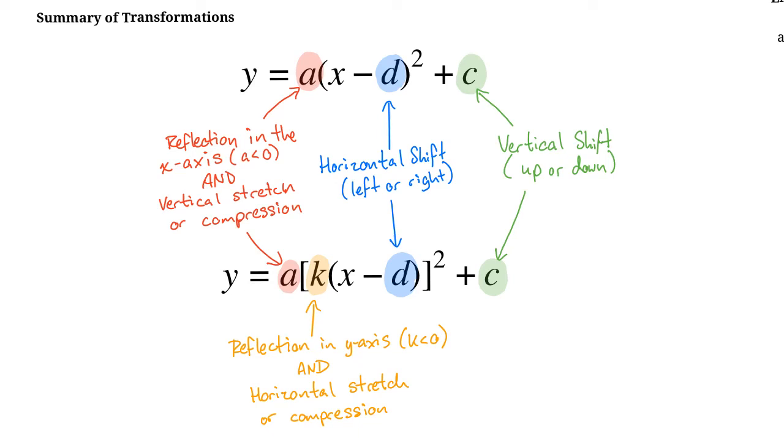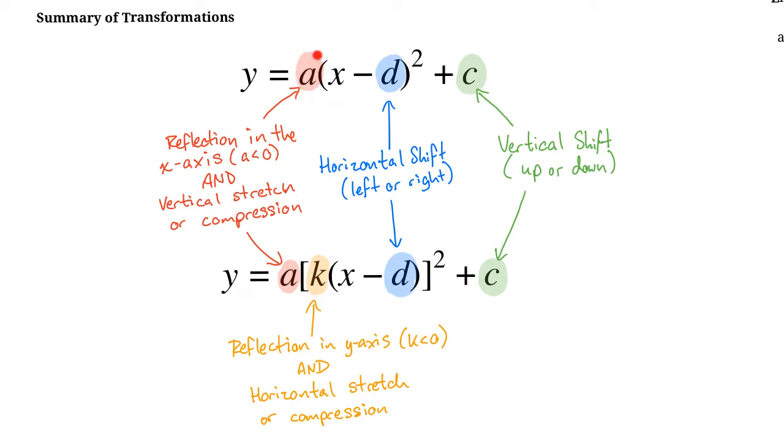In this video, we will be graphing the transformations of quadratic functions. So our quadratic function in vertex form is y is equal to a times x minus d squared plus c, or it can be seen as y is equal to a times k times x minus d squared plus c.